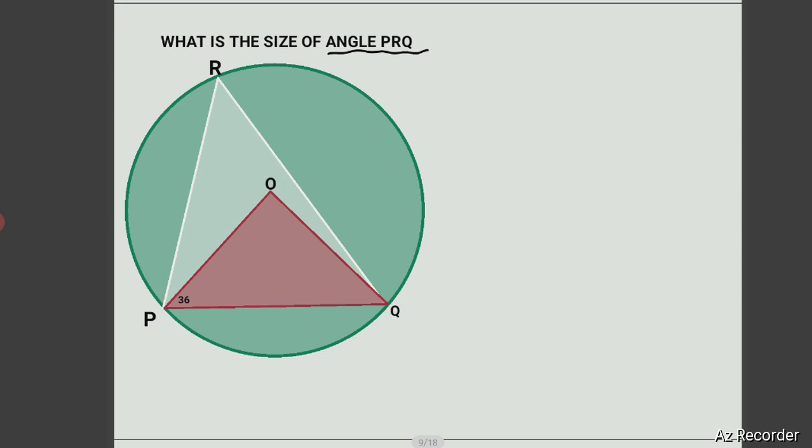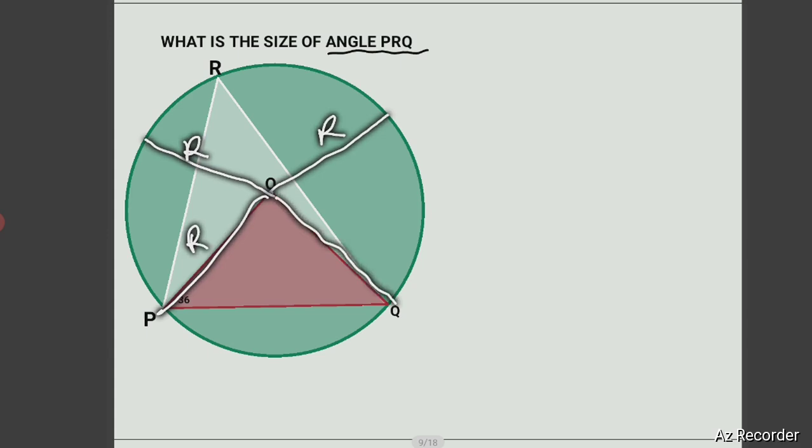There is a line from this O to P. This line is a radius. This line is a radius. This is a center. Any line drawn from the center to the circumference is a radius. You draw another one like this, it's also a radius. So this one is also a radius, and this line OQ is a radius. And if you even draw a line like this, it is also a radius.